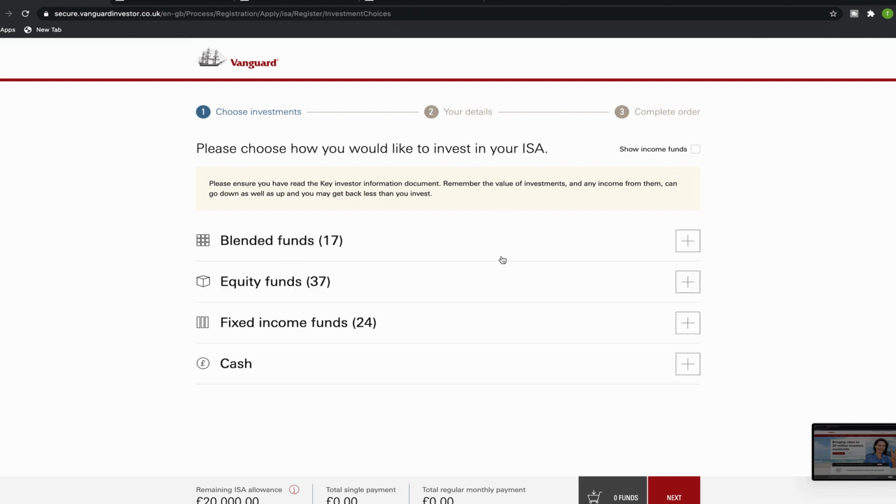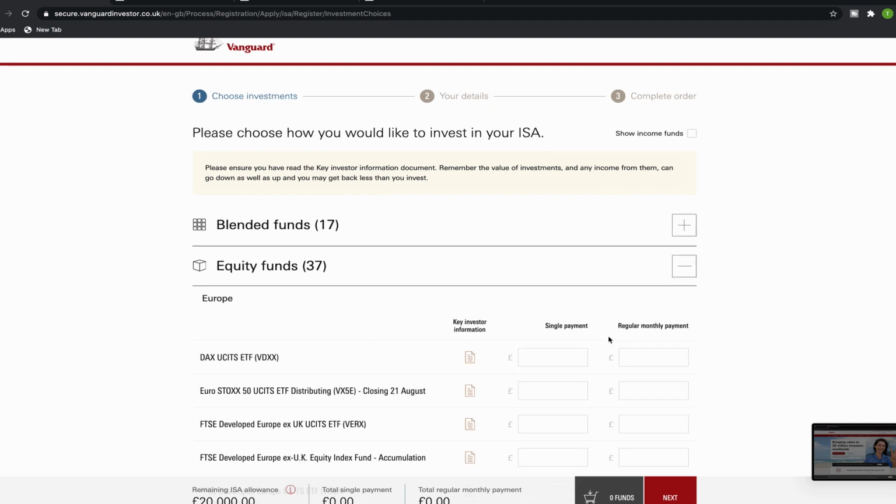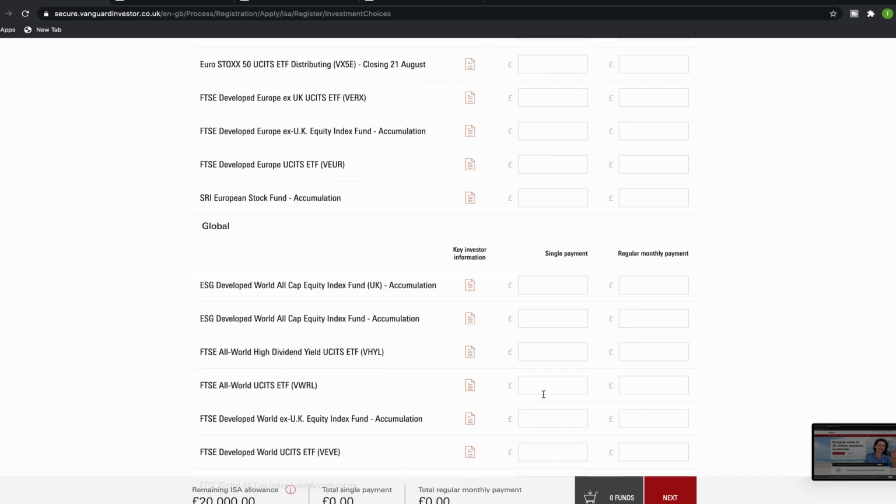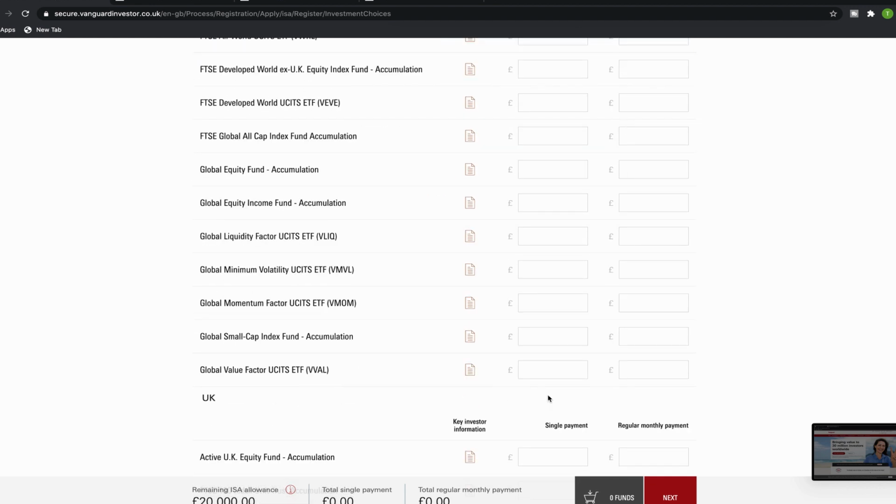And once we proceed, it presents us with, please choose how you would like to invest your ISA. So you've got the blended funds where we talked about the target requirements. We talked about the life strategy. We talked about equity funds, right? So if we click on equity funds, we are interested in the S&P 500 because that was what we clicked on. So we just scroll down and we look for S&P 500.